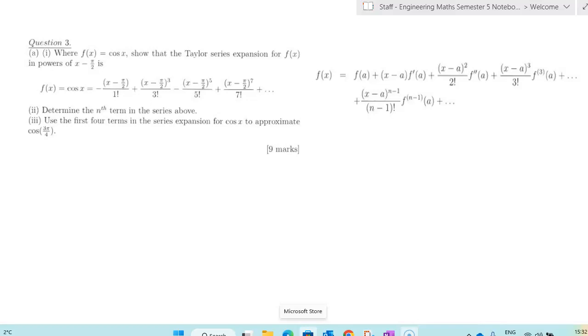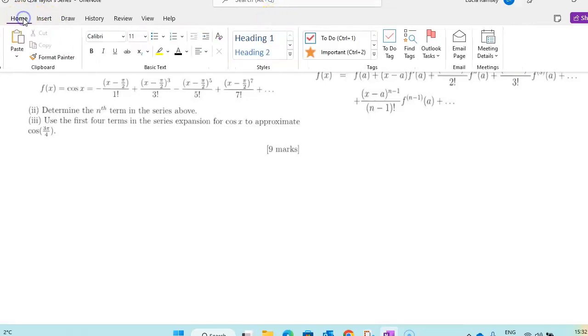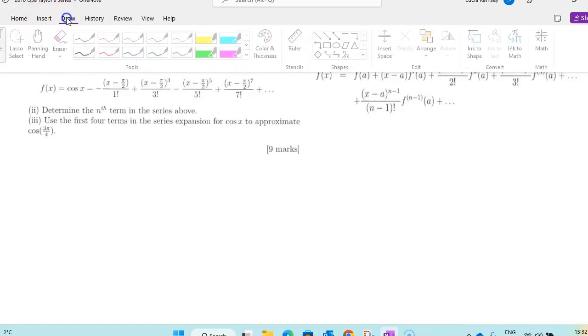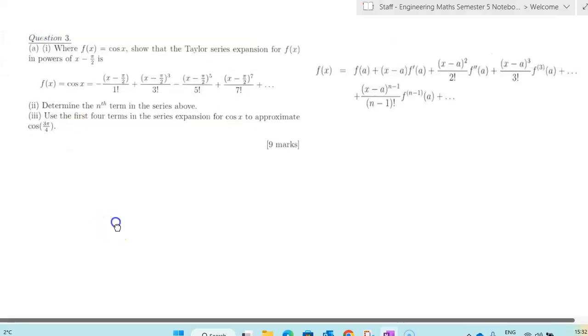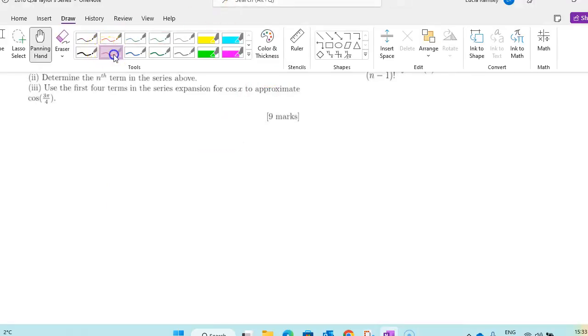Hi, I'm just going to finish off question 3, part A on Taylor series. You can actually do part 2 and part 3 of this question without having done part 1. Of course, you're not going to get anywhere near the amount of marks, because most of the marks are for part 1. Let's scroll it up a bit. But we're at part 2 now.